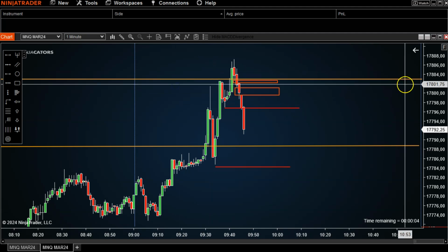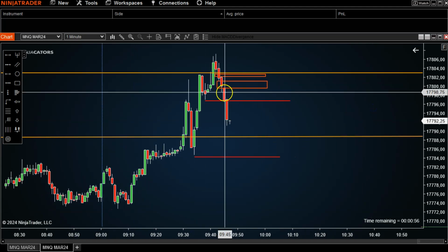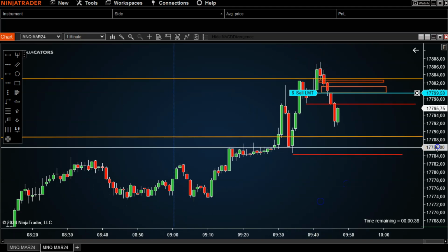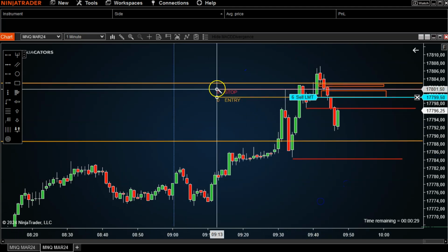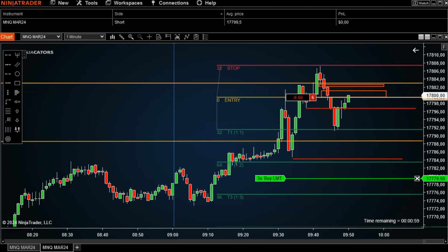Now preempting where my stop would be, about 30 ticks or so above if I were to get in at the lower end of that lower fair value gap. Rather than missing a potential move to the downside, I decided I'm happy with the risk if price were to pull into the lower end of that lower fair value gap. And it wasn't long that I got filled with 6 contracts on the micro Nasdaq.